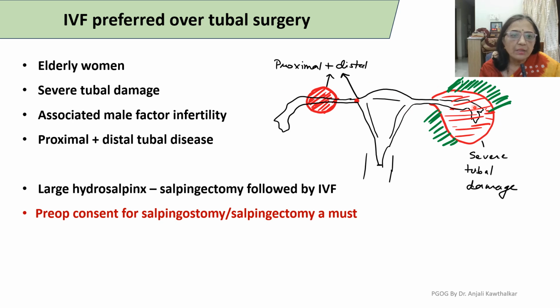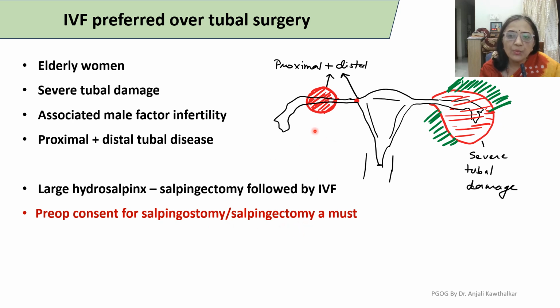Whenever there is a large hydrosalpinx, again I am stressing, salpingectomy is done, and then it is followed by IVF. Always, whenever we are considering surgery for the tubal factor of infertility, preoperatively we have to take a consent for salpingostomy or salpingectomy as per the situation.